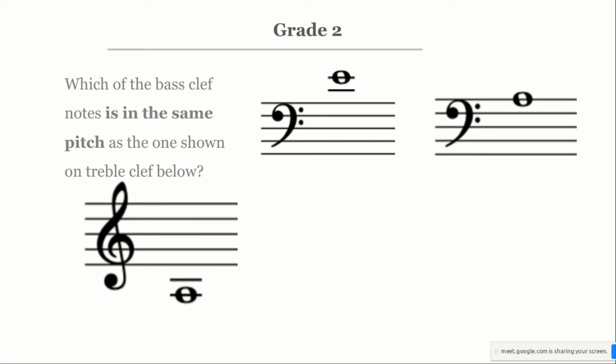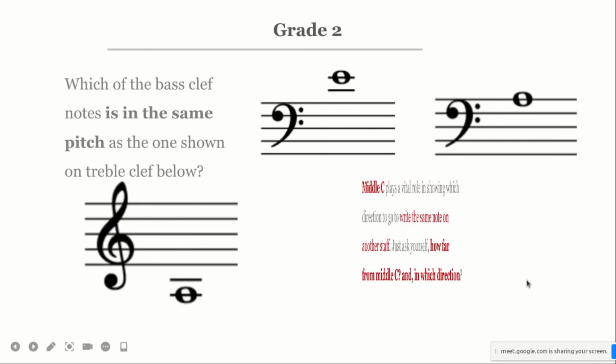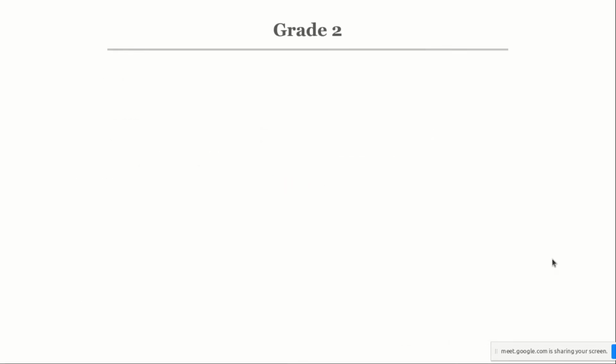That is the second one. The second one, you're right, because this is middle C, and then it is 2 steps below middle C. So when you come to this one, it is 2 steps above middle C, and the second one is below middle C. So you ask yourself, how far is it from middle C, and then to which direction? So that is correct. You got it right. Thank you.